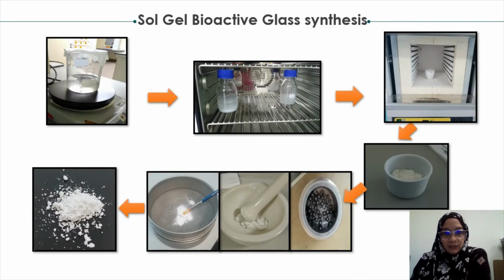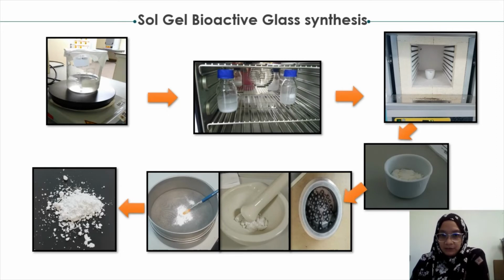Bioactive glass was synthesized using sol gel method, where the glass fabrication involved mixing of compound and all of these reagents were mixed in nitric acid solution and left to stir until become gel. The mixture was left to stir overnight to achieve gelling state.